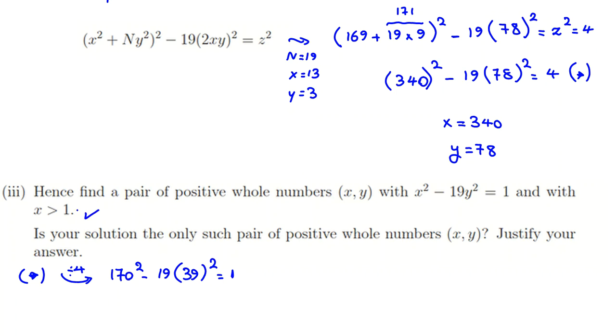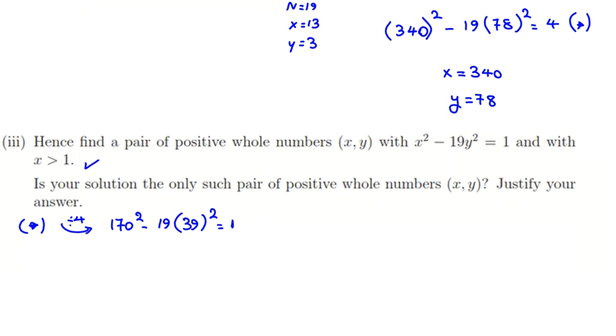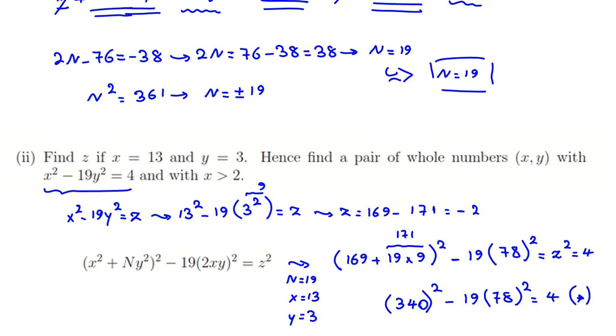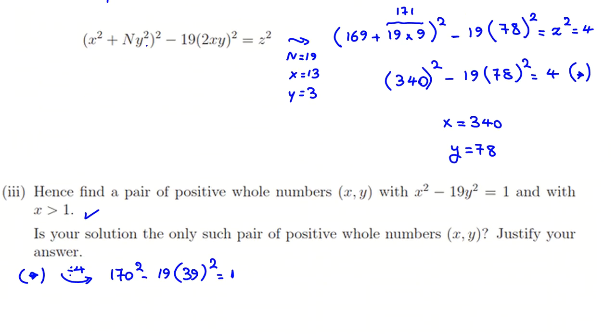Then it says, is your solution the only such pair of positive whole numbers x, y? Justify your answer. No, because again by part 1, we can find another answer. How? Here we set the formula when we have in part 2, this part. Previous x squared, because then when you consider z as 1, z squared will be 1. 1 squared will be 1.